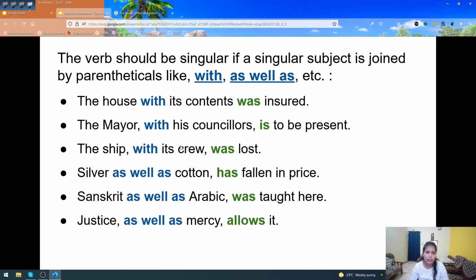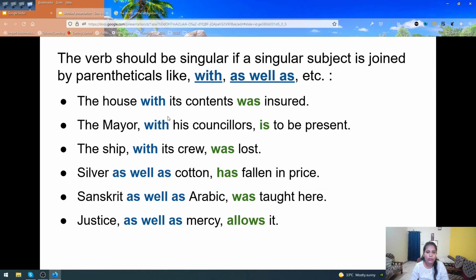The next rule is the verb should be singular if a singular subject is joined by parentheticals like with, as well as, etc. Yes, so our verb should be singular if a subject is singular and it is joined by the words with or as well as.